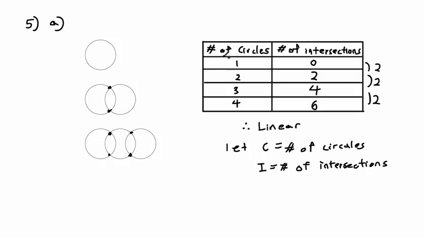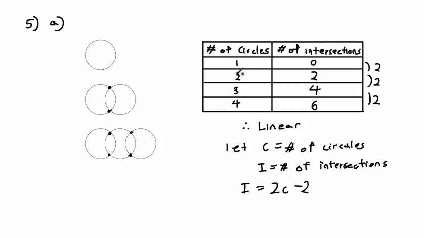Okay, so we know that if we add a circle, we go up by 2 in the amount of intersections. So we know that I has to equal 2C, something like this. So when we have one circle and we plug in 1 here, we get 2 intersections. But here it says we have 0. So that means we have to do minus 2 to make it 0 for the first one. And so this equation works for our first row.